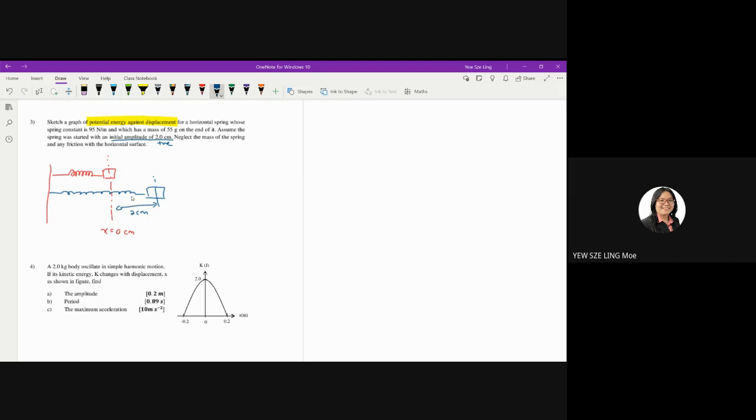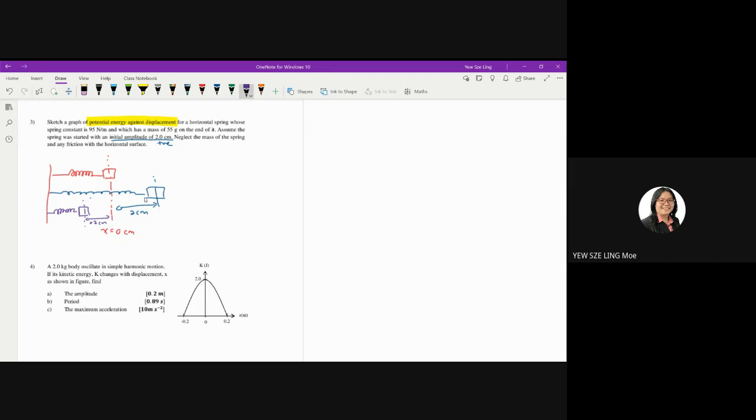So how are we going to sketch the graph? Potential energy against displacement. When this spring oscillates, it's going to have a positive and a negative value. When it oscillates and becomes compressed, the object would be located here. Let me sketch it. If it oscillates, now the spring is compressed, so the object is located here. If you start from a positive 2 cm, then the negative value would be negative 2 cm also. If you start from amplitude 2, you're going to get 2 on the other side, on the other displacement.